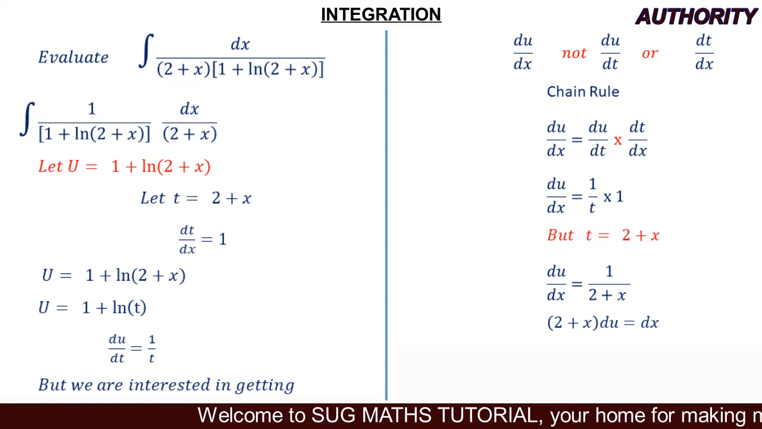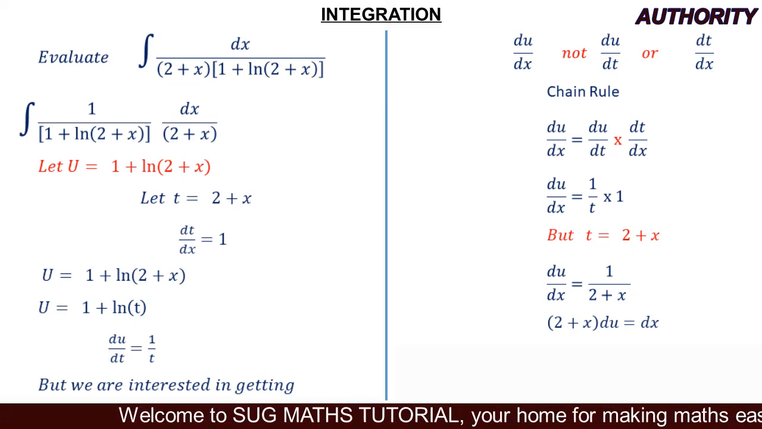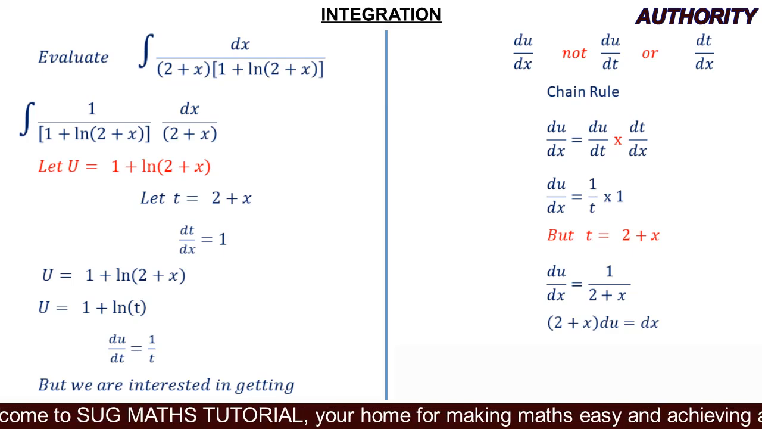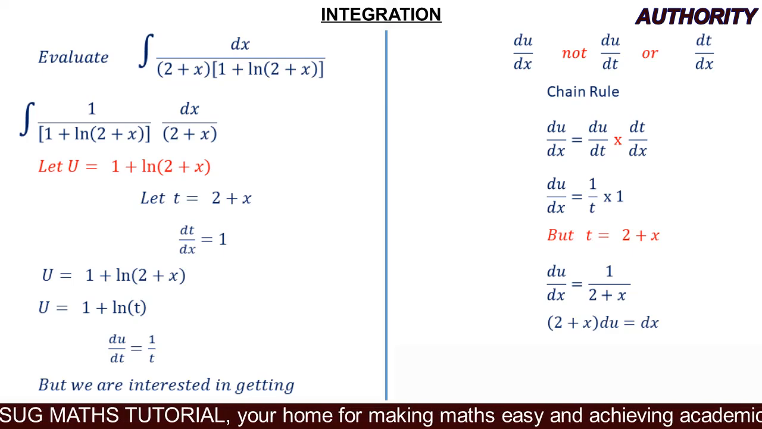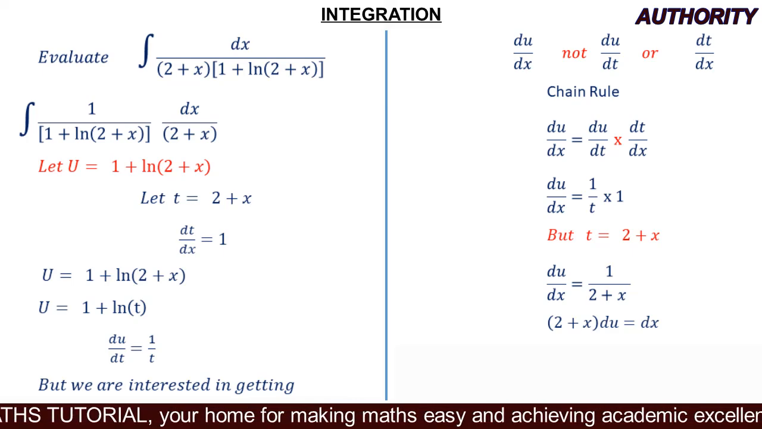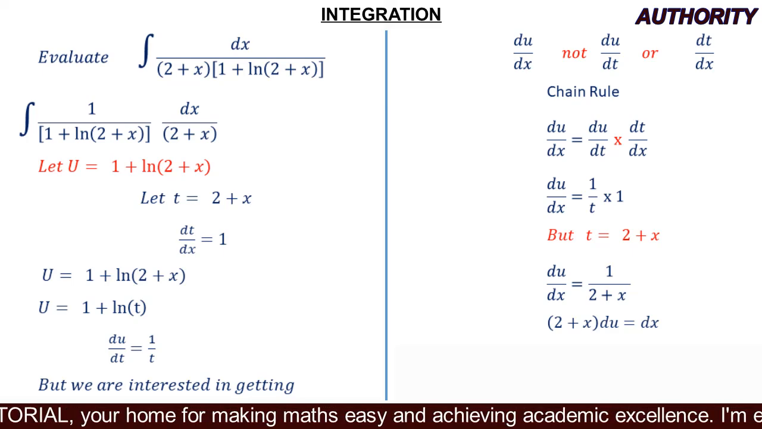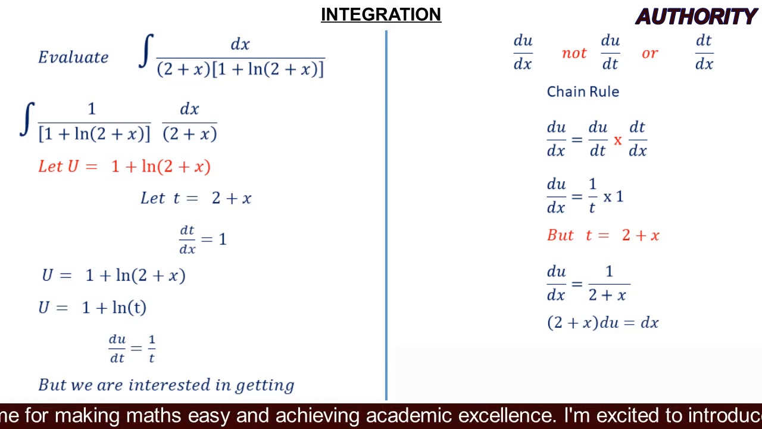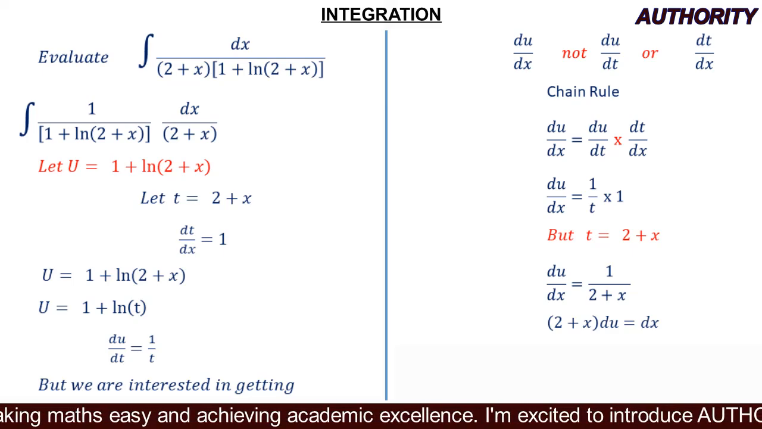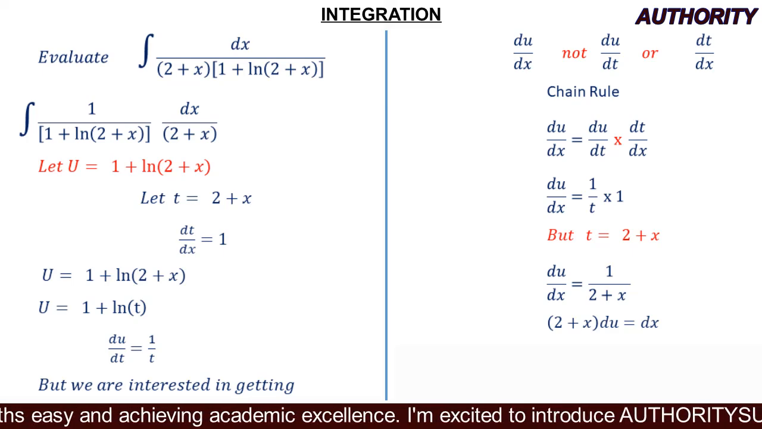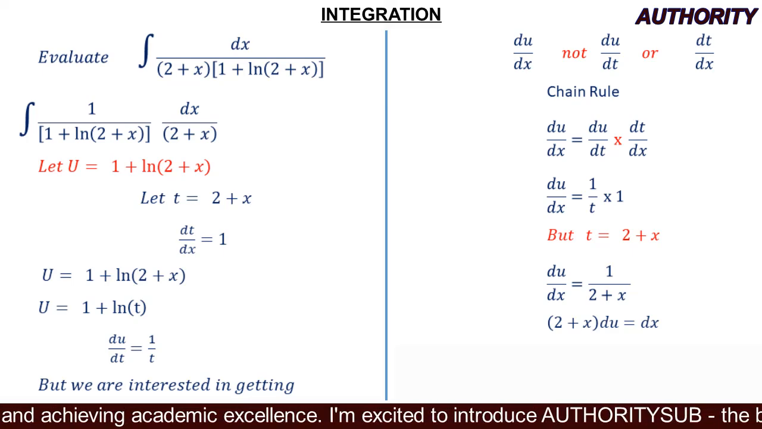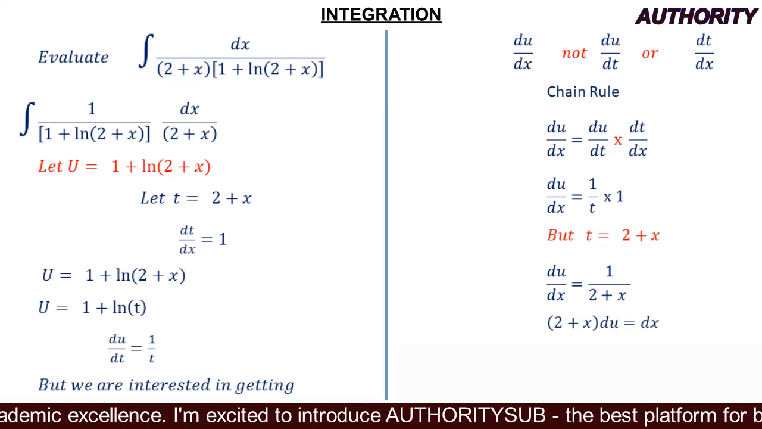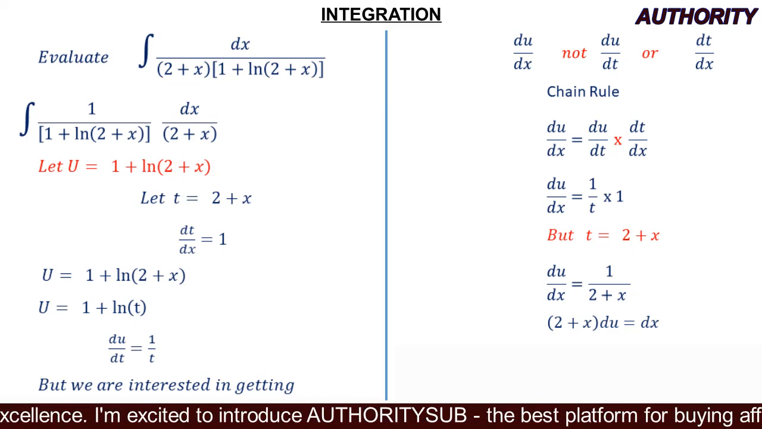Now, let's go to our original problem, the question we have from the beginning. We have the integral of 1 over (1 plus ln(2 plus x)) times dx over (2 plus x). Remember, we said let this denominator, 1 plus ln(2 plus x), be called a letter u. Are we together? So we are going to replace 1 plus ln(2 plus x) with u. What is going to happen to dx over (2 plus x)? Let's see if we can bring out this dx over (2 plus x) from what we have here. Here we have (2 plus x) du is equal to dx.